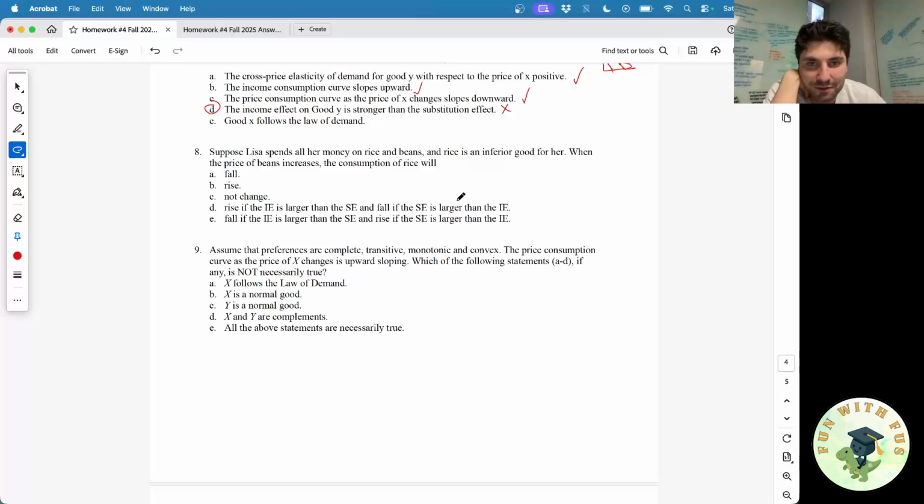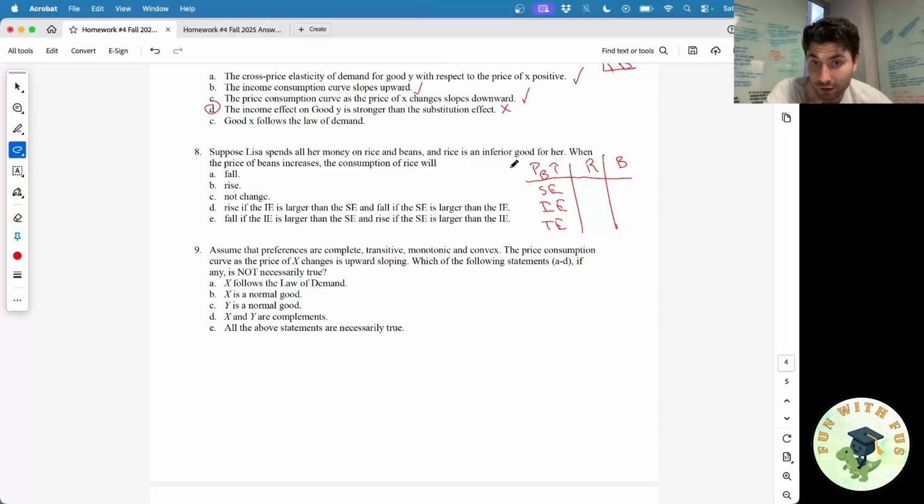Suppose Lisa spends all of her money on rice and beans. When the price of beans increases. Okay, so price of beans increases. And we got rice and we got beans. And then we got our substitution effect. This is the chart format I make every time that you can just write out. Sometimes I might even make more grid lines. But this is what the chart means. And you can pretty much always write it like this based on whatever they give you.